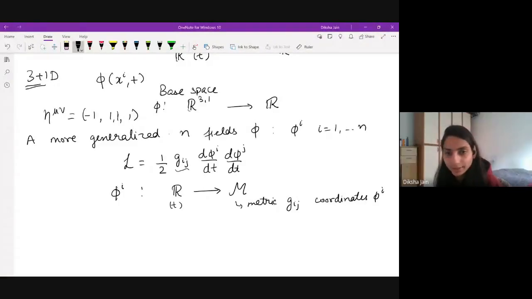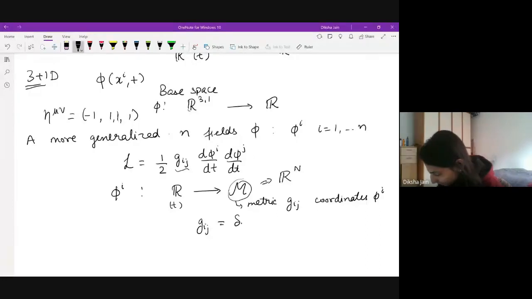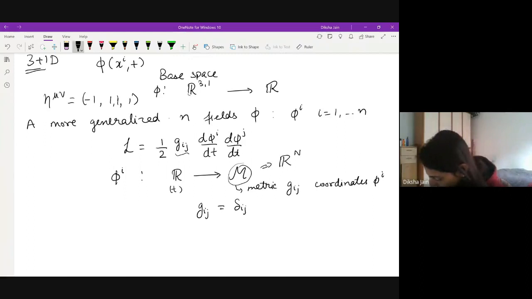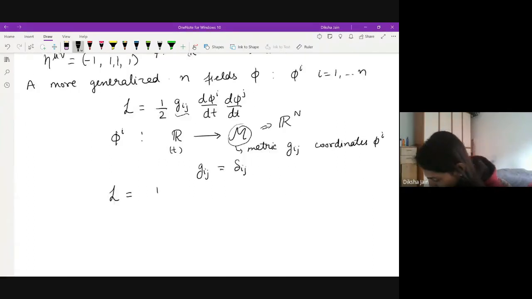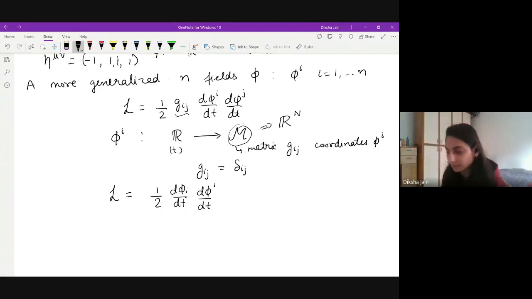No. For my case, for whatever I will do, I will take this manifold M to be just R^n, just flat. So G_ij I will take is delta_ij, which is a flat metric. All the examples that I will consider will be the simplest one, which is half d phi I over dt, d phi I over dt. So it's just a flat metric.